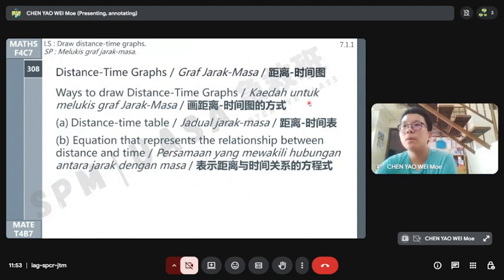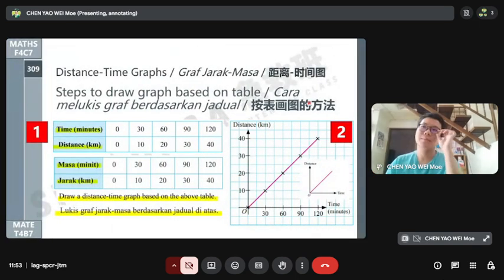Okay, so the ways to draw distance time graphs. First, we can use a distance time table, or we can use an equation that represents the relationship between the distance and the time. We see the first one. Okay, how do we draw a graph based on a table? Let's say there's a question here.